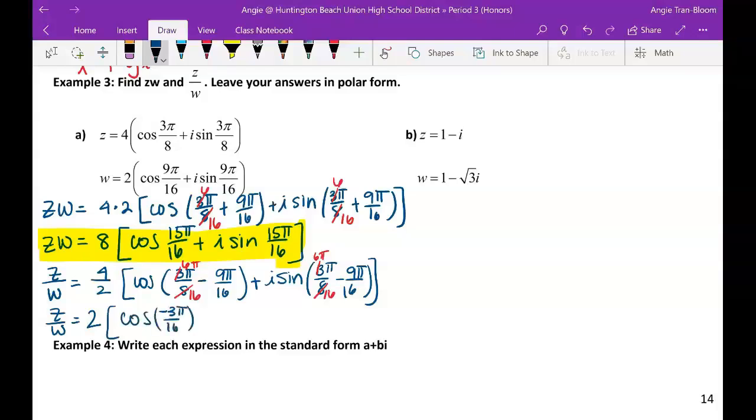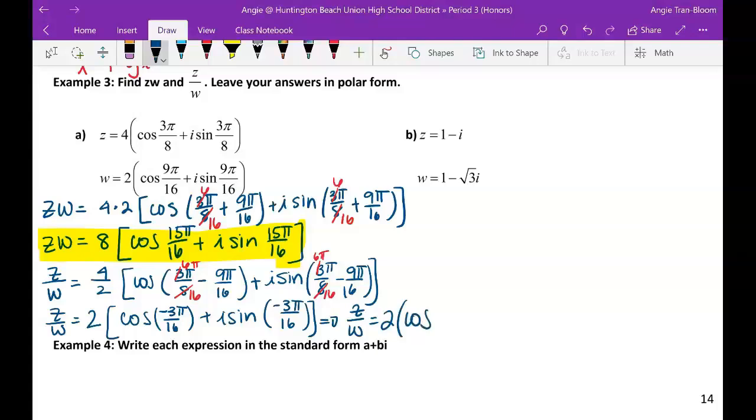We will talk about that in just a second. Plus i sine of what you get on the first angle, you're going to get on the second angle. So here's the negative angle. Now, your book really doesn't like negative angles because when we define this, it says that the radius always has to be positive and theta always has to be from 0 to 2 pi, or 0 to 360 depending on if you're in degrees or not. So what we need to do is convert negative 3 pi over 16 into a positive angle. So the final answer is z divided by w equals 2 times cosine of.